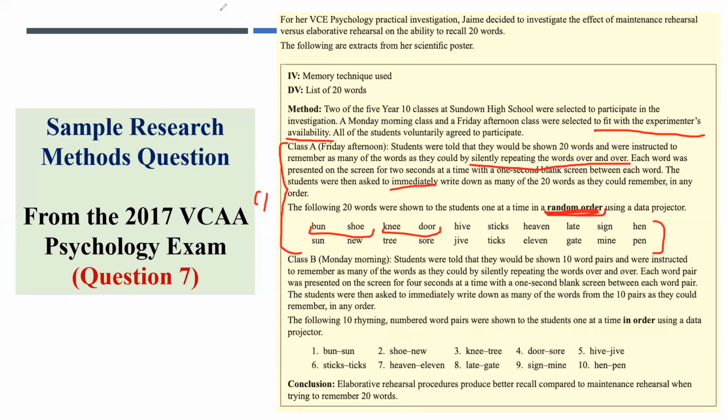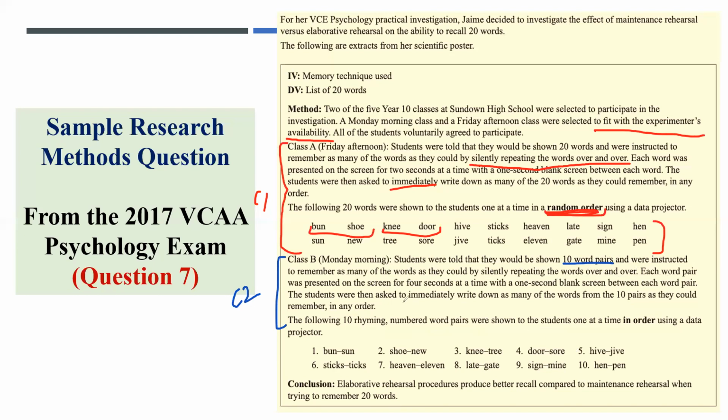That's our condition 2. So it says Class B on Monday morning, students were told that they would be shown 10 word pairs, so that's the rhyming word pairs, and were instructed to remember as many of the words as they could by silently repeating the words over and over. But remember, these guys have a little help in terms of the rhyming. So each word pair was presented on the screen for 4 seconds at a time with a 1 second blank screen between each word pair.